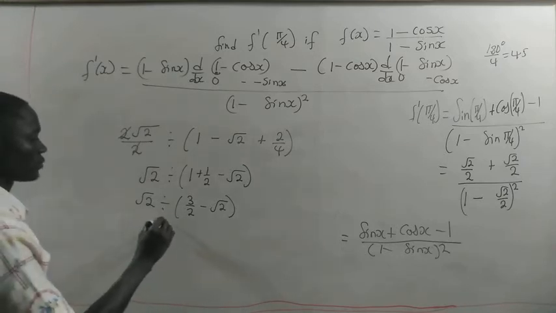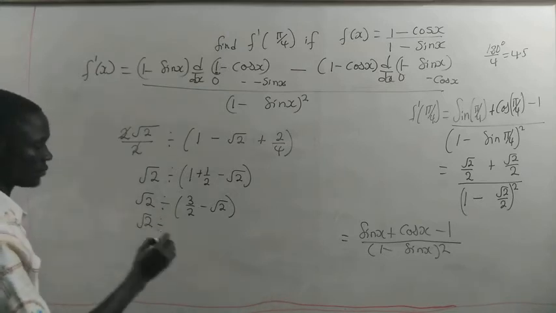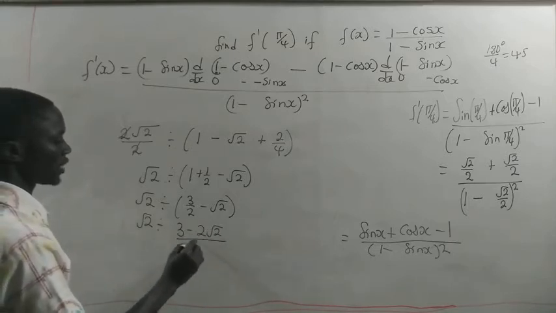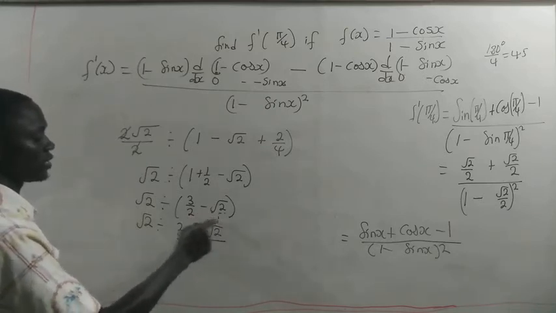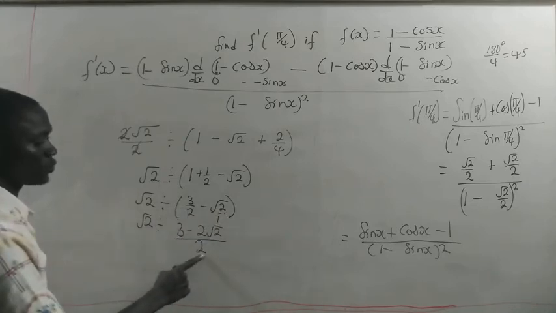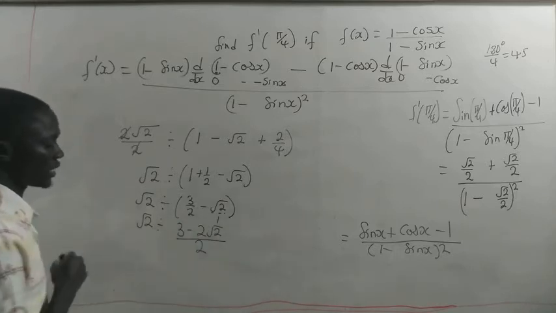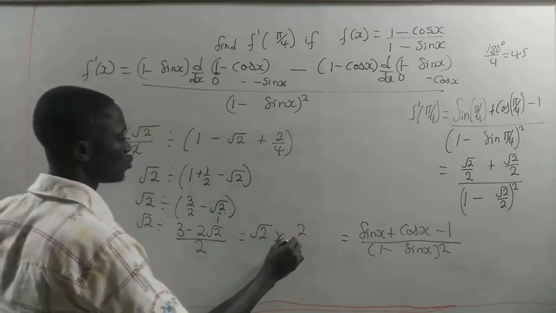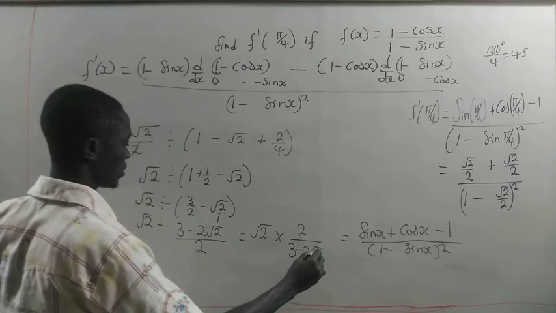We're going to have root 2 divided by 3 minus 2 root 2 all divided by 2. That is if you simplify this. This is over 1, so the LCM is 2. 2 divided by 2 is 1 times 3 is 3. 2 divided by 1 is 2. 2 times this will give us that. Now, this will be root 2 times 2 divided by 3 minus 2 root 2.